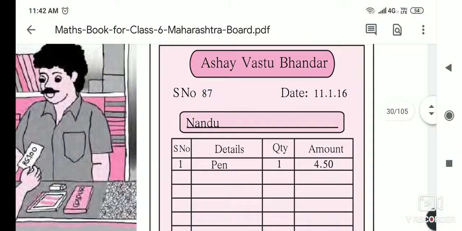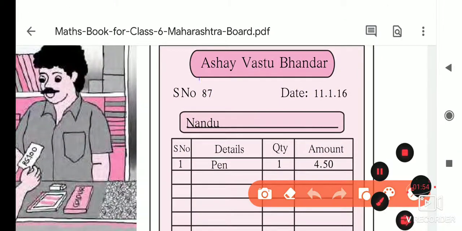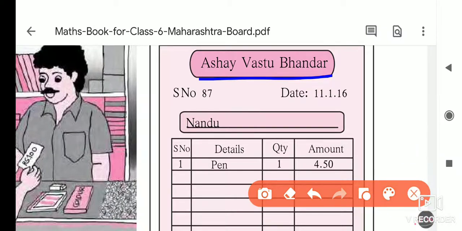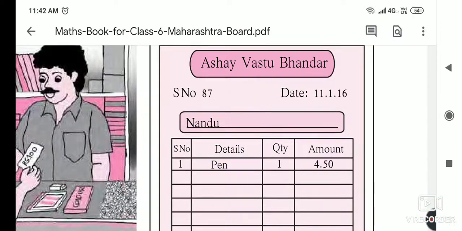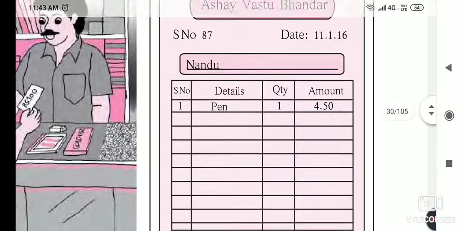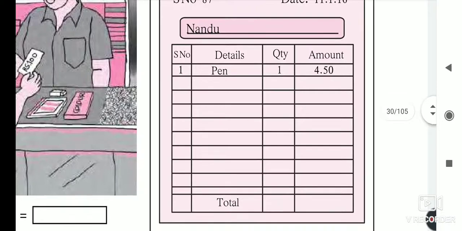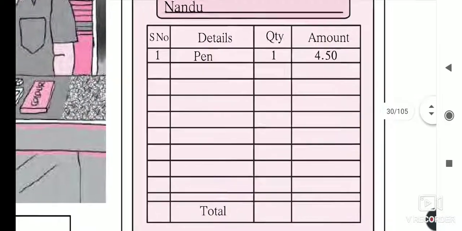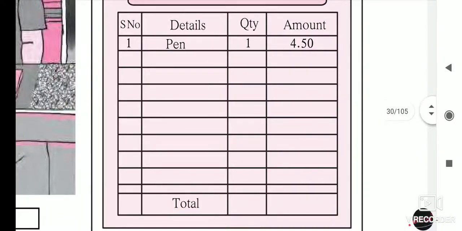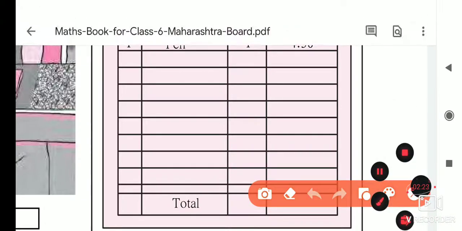Inside the bill, what is the name of the shop? Akshay Vastu Bhandar. The bill number is 87. Date is 11/1/2016. And the name of the boy is Nandu. Whose bill is this? This is Nandu's bill. Then inside the bill, the items are given. So which items were taken by Nandu?